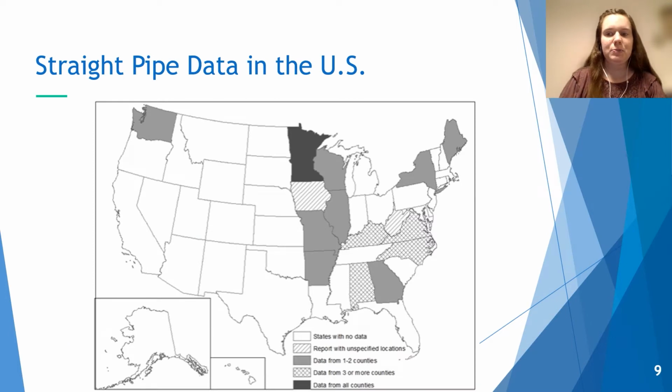One of my previous projects was looking at straight pipe use throughout the U.S. That study found that there were straight pipes documented to being used in 15 different states throughout the country. So this isn't just a problem in Alabama, it's something that's existing in communities throughout our country.